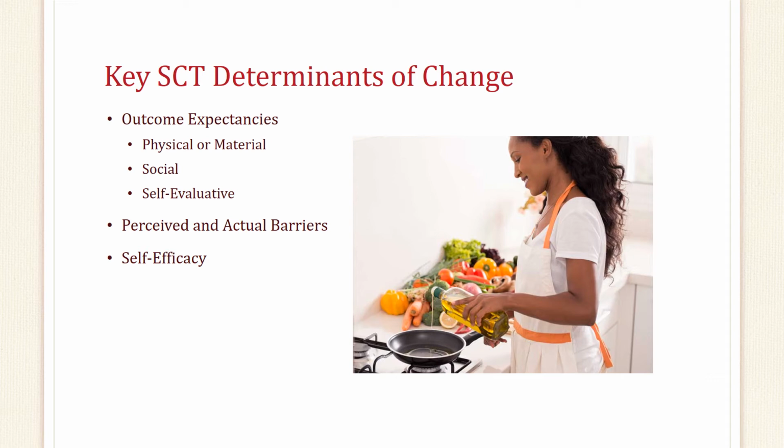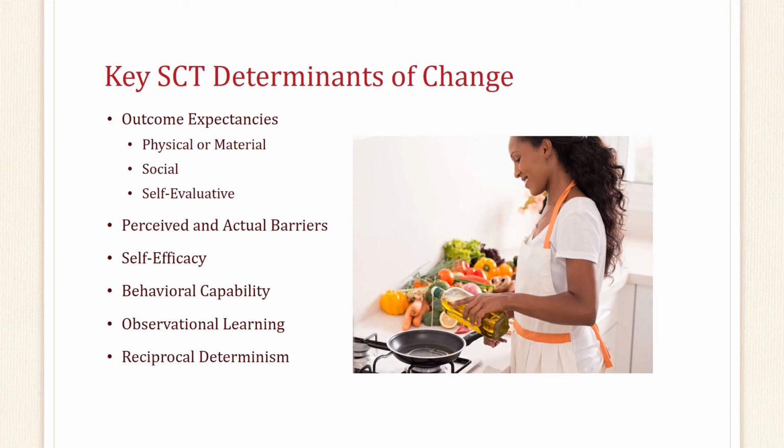Self-efficacy is a central construct in social cognitive theory, and the theory provides many ways to increase self-efficacy, thus affecting one's behavior. Without behavioral capability, which is one's actual ability to complete a given task, it is very difficult to change one's behavior. Observational learning is another key construct in social cognitive theory, and it provides a means for individuals to increase both their self-efficacy and their behavioral capability. And finally, we have reciprocal determinism, which as previously discussed, links one's personal factors to their behavior and environment.